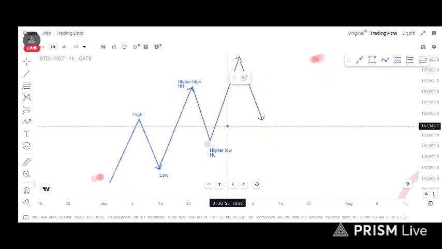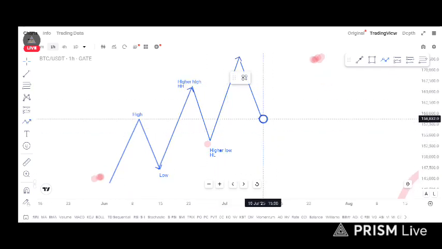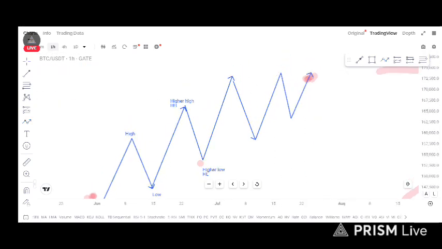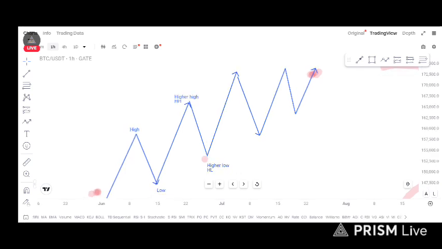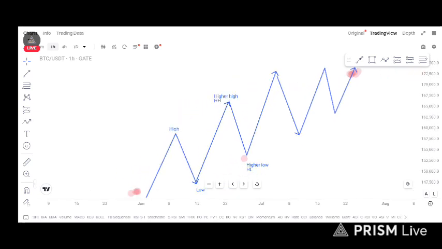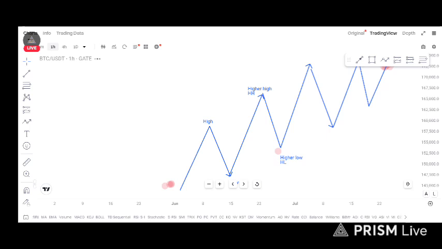And the same thing applies on the lower side. It's created a new higher low. Okay, that's what it continues doing. This is what the market is going to be doing as long as we are in an uptrend: a series of higher highs and higher lows, higher highs and higher lows, higher highs and higher lows. Okay, this is an uptrend. Now let's go for a downtrend.